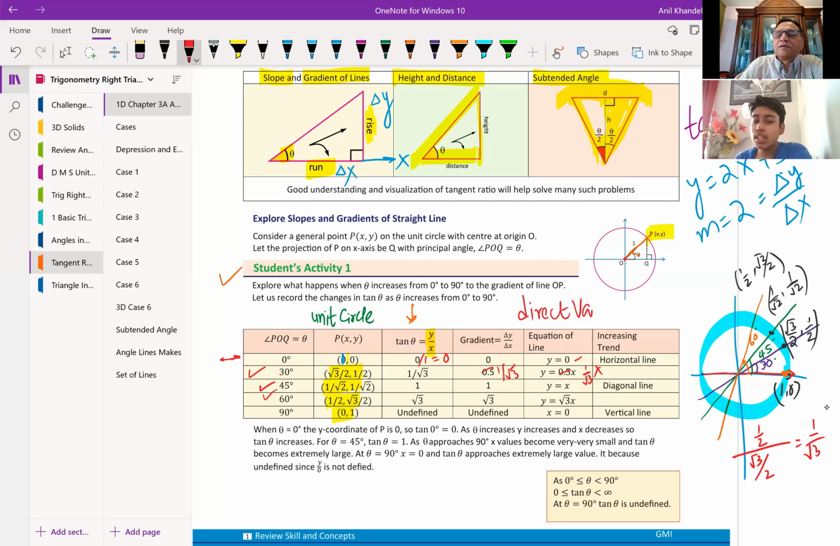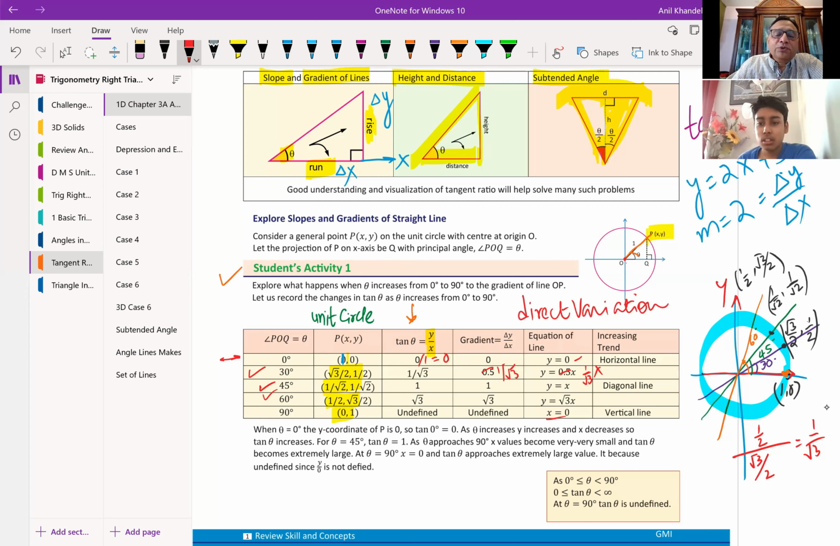So, sir, only 0 degrees and 90 degrees would share the same equation of line, right, sir? Just 0 degrees. For 90 degrees, it will be x equals to 0, not y equals to 0. The vertical line, do you see that? The y-axis is x equals to 0.